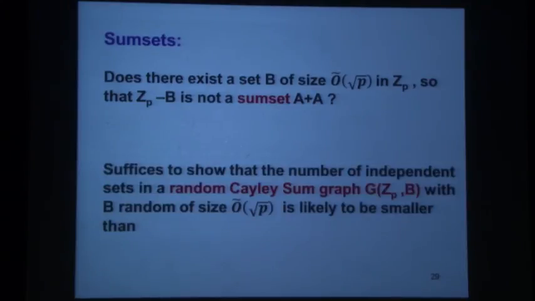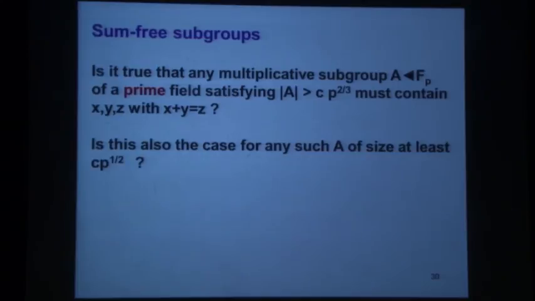And it will be enough to show that the number of independent sets in a random Cayley sum graph of Z_p with respect to a set of size square root p, and it should be true, I think, for a random set of size roughly square root p, that the number of independent sets is not more than p to the square root p with high probability, or that the biggest independent set is not much bigger than size square root p, is essentially the same, should be true. Again, I don't know. This would be nice.